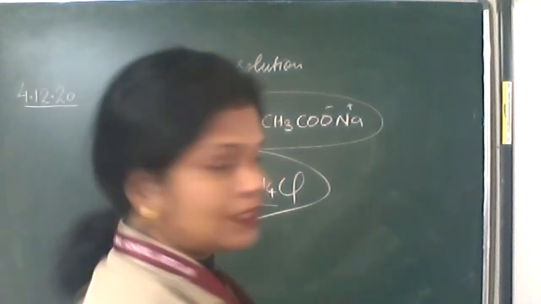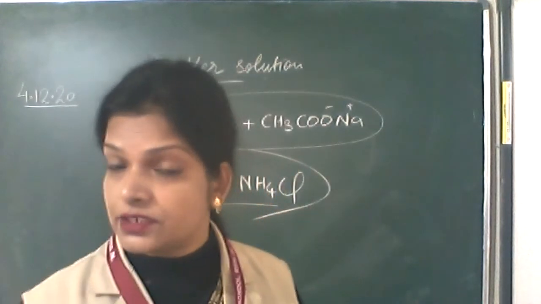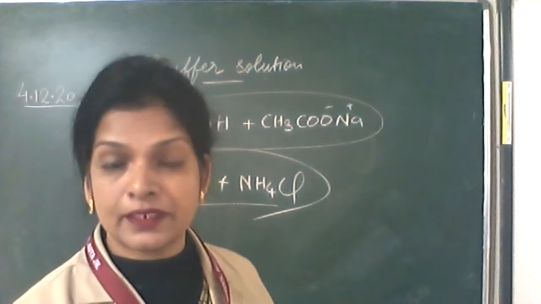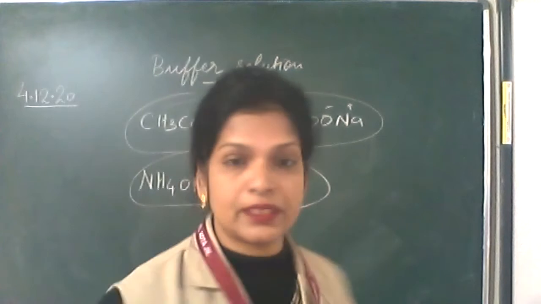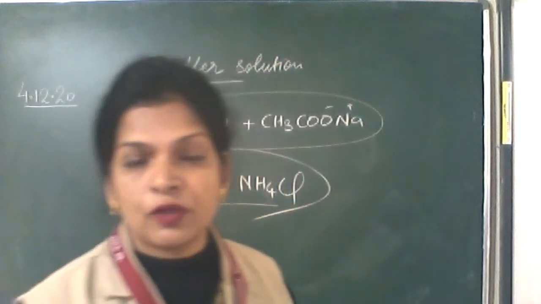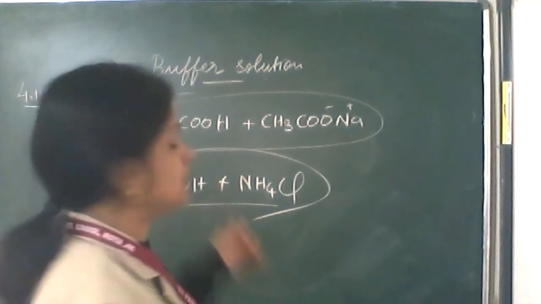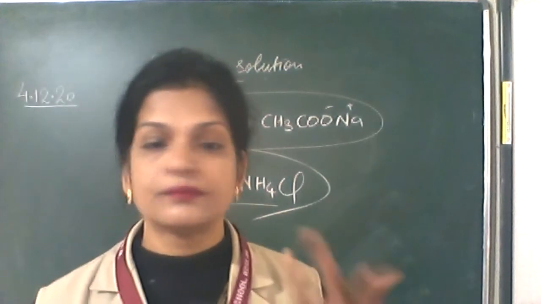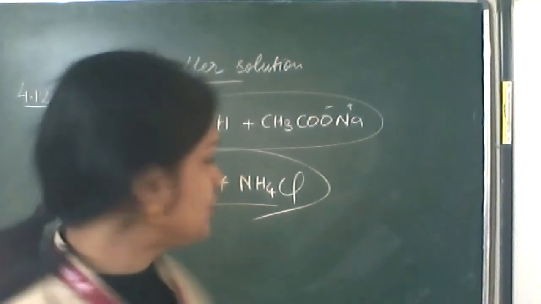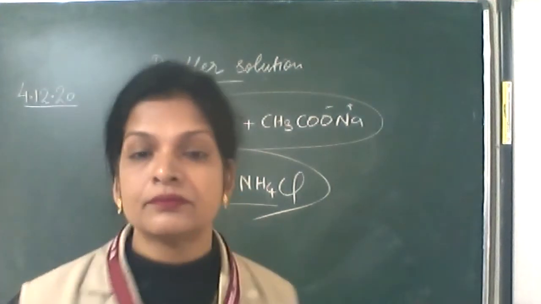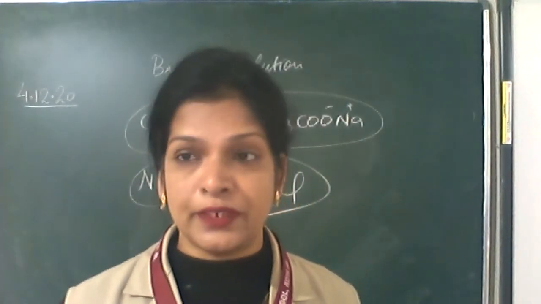To the top one, if you add a little acid, it will resist the change in pH. It will not be acidic, the mixture will not be acidic. If you add a little amount of base into that, the mixture will not be basic. Similarly, in the second case, if you add a little acid, it will resist the change in pH. That means it will not be acidic. If you add a little bit of base, it will not be basic. Means it will not change the pH.